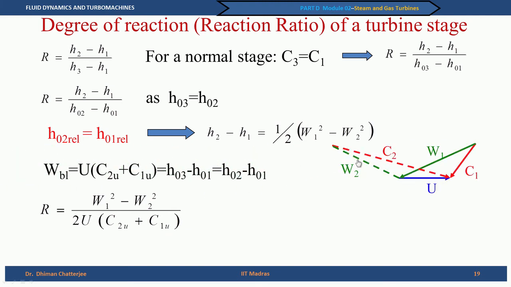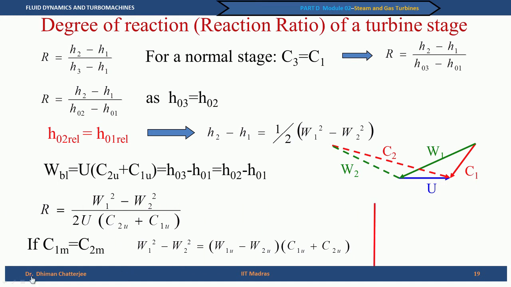Let us look at the velocity triangle once again, and we can say that if C1m equal to C2m, if we make this further assumption, then we should be able to say that W1 square minus W2 square can be written as (W1u minus W2u) multiplied by (C1u plus C2u). How do you get it? Let us look at how you get this.